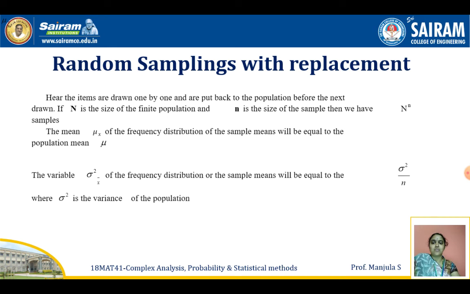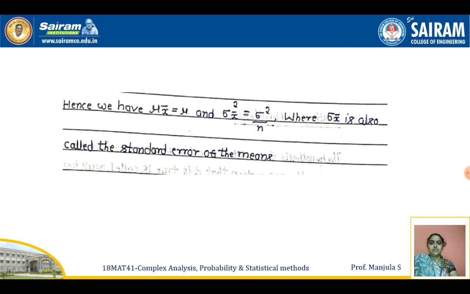Similarly, sigma square is the variance of the population and sigma x bar square is the variance of the sample. What is the relationship between these two? The variance of the mean and the population variance is related as sigma square by n. That is what we have written in this slide.